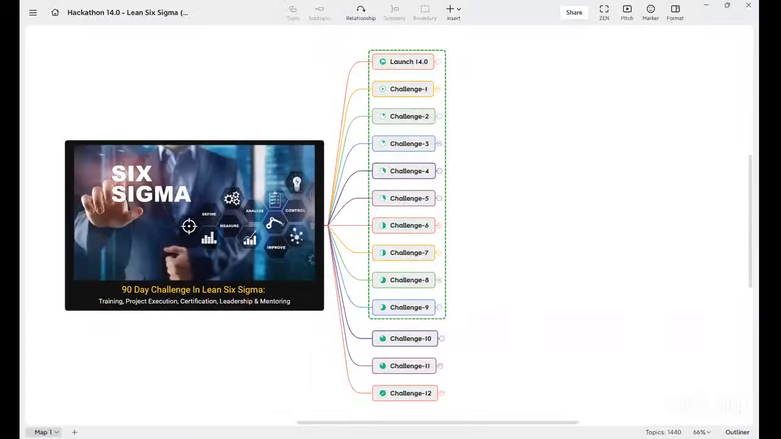Let me share the screen. Let me know if you can see my screen. Yes, I can see. Great.